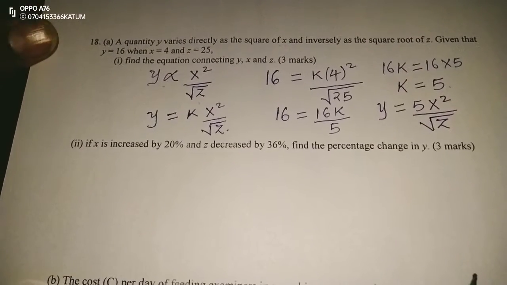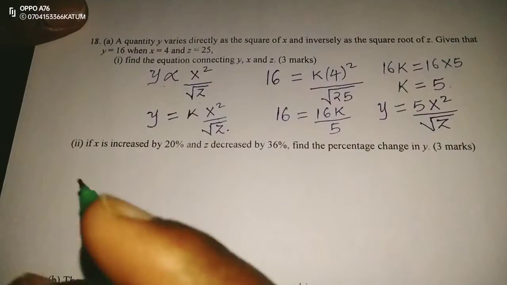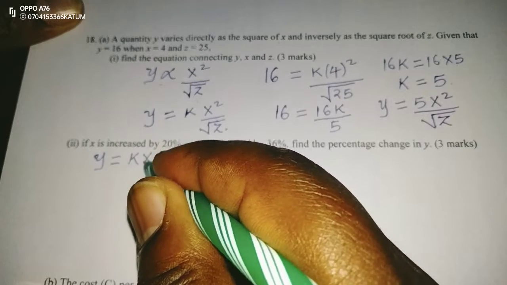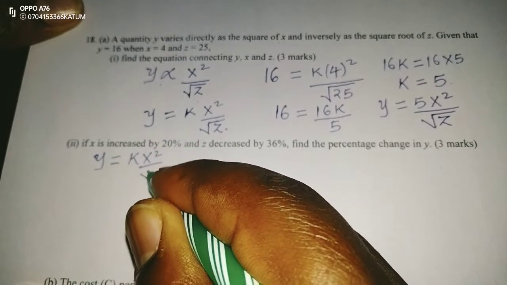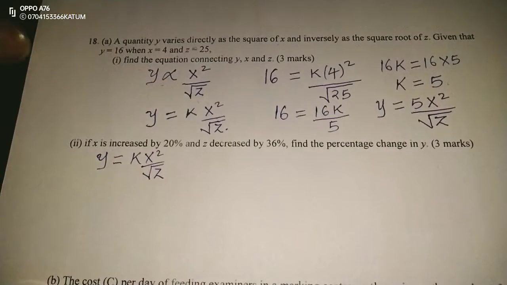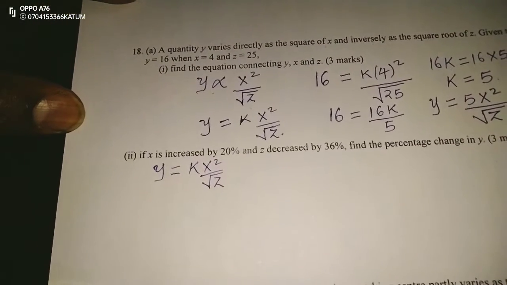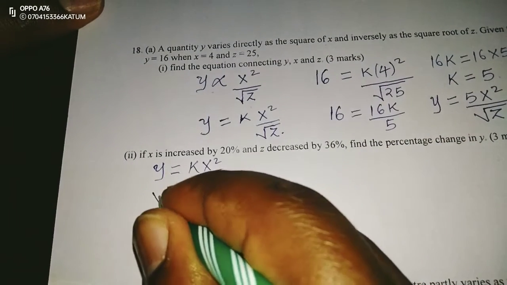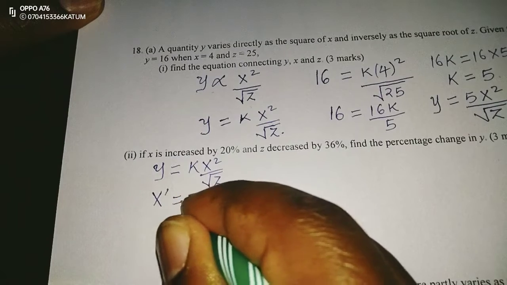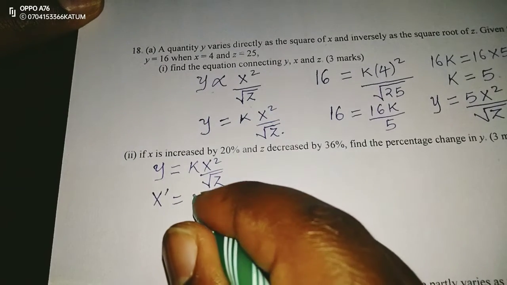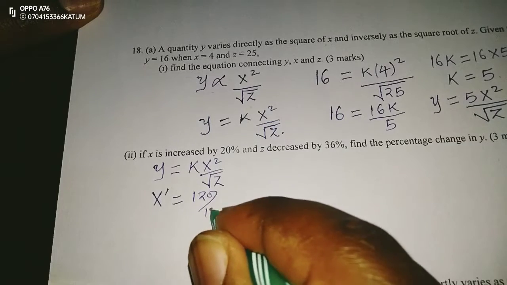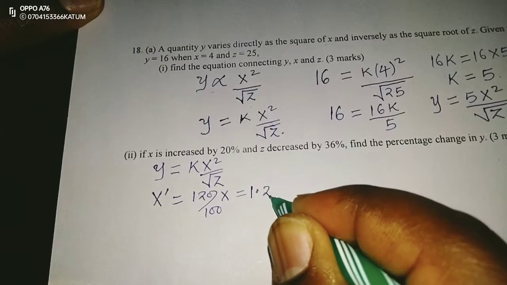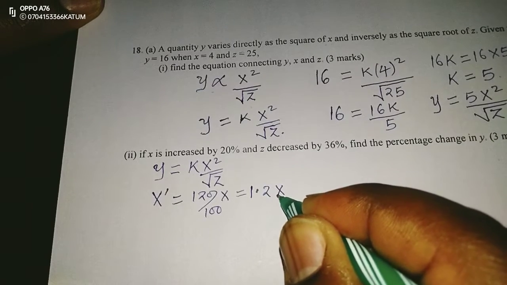So for us to get the percentage change in y, we should know that the initial value or expression for y is k x squared out of the square root of z. But here come more instructions which are telling us that the value of x increases by 20%. That means we have a new x now, which increases by 20%. So it's 120% of original x. That means the new x is 1.2 original x.